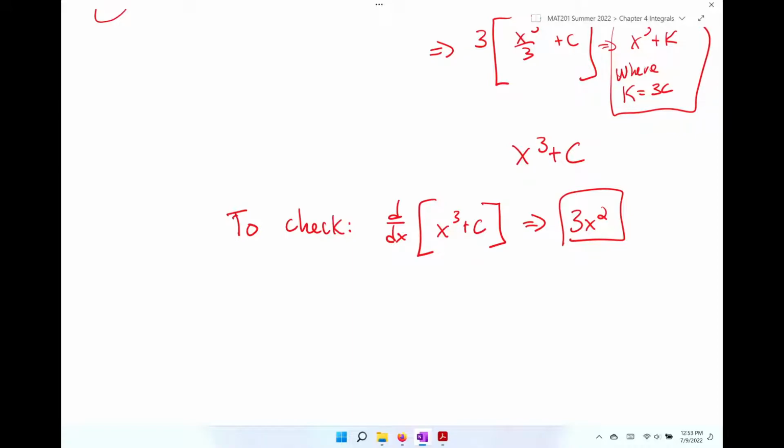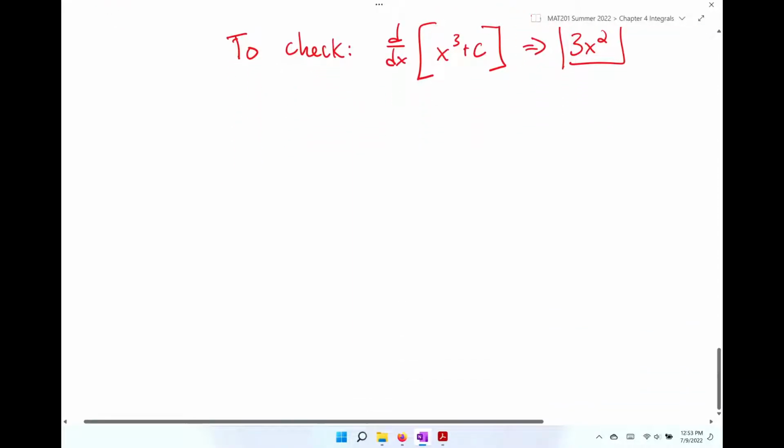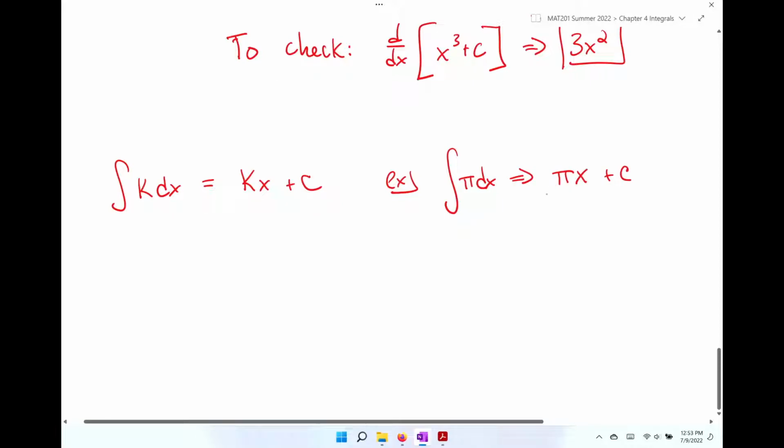All right, so let's keep moving. The next rule is going to be the integral of a constant times dx, and this is going to equal kx plus c. All right, so an example of this would be something like the integral of, actually, let's use a different constant here. We'll use pi dx. Now, pi is a constant. You've got to remember that. So according to this rule, all we have to do is take pi times x and add the constant there.